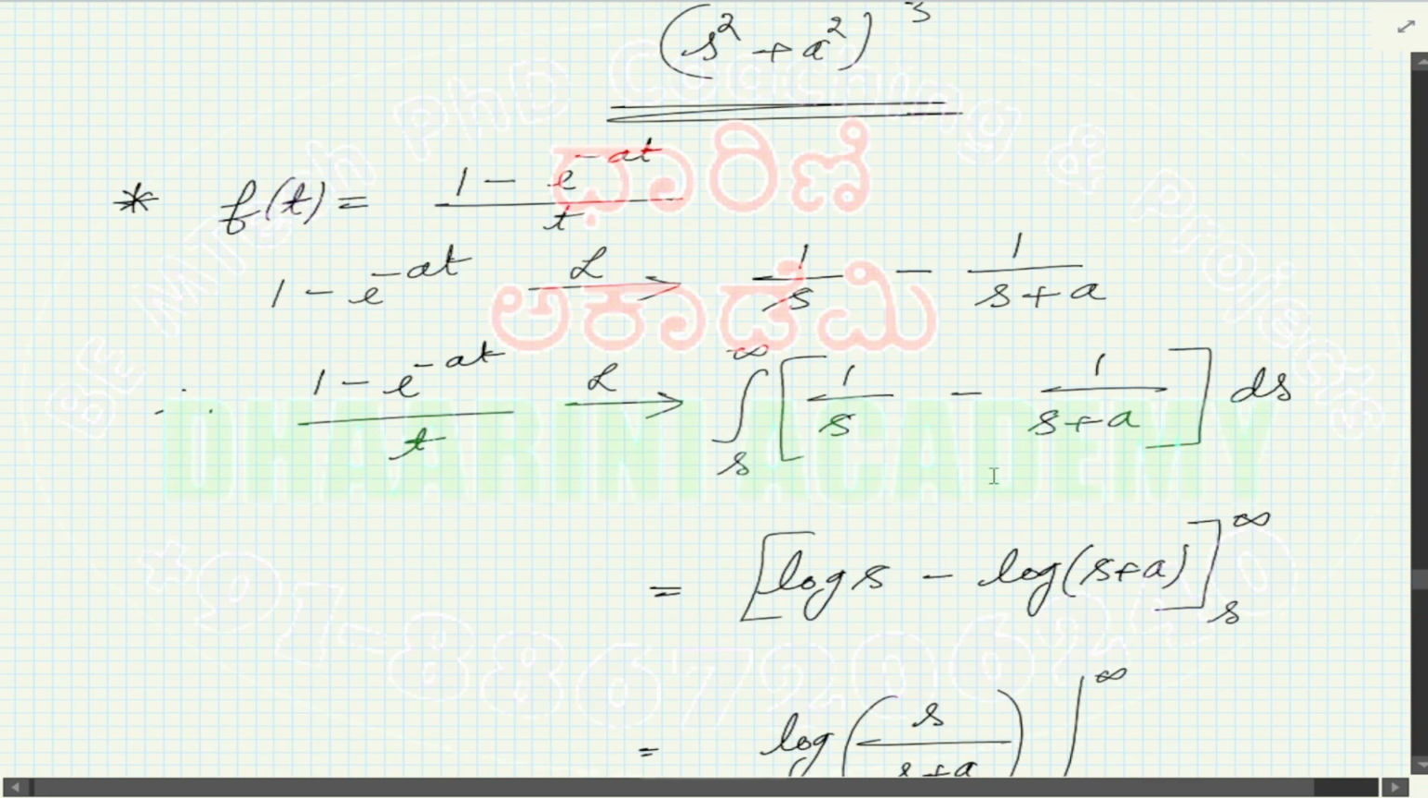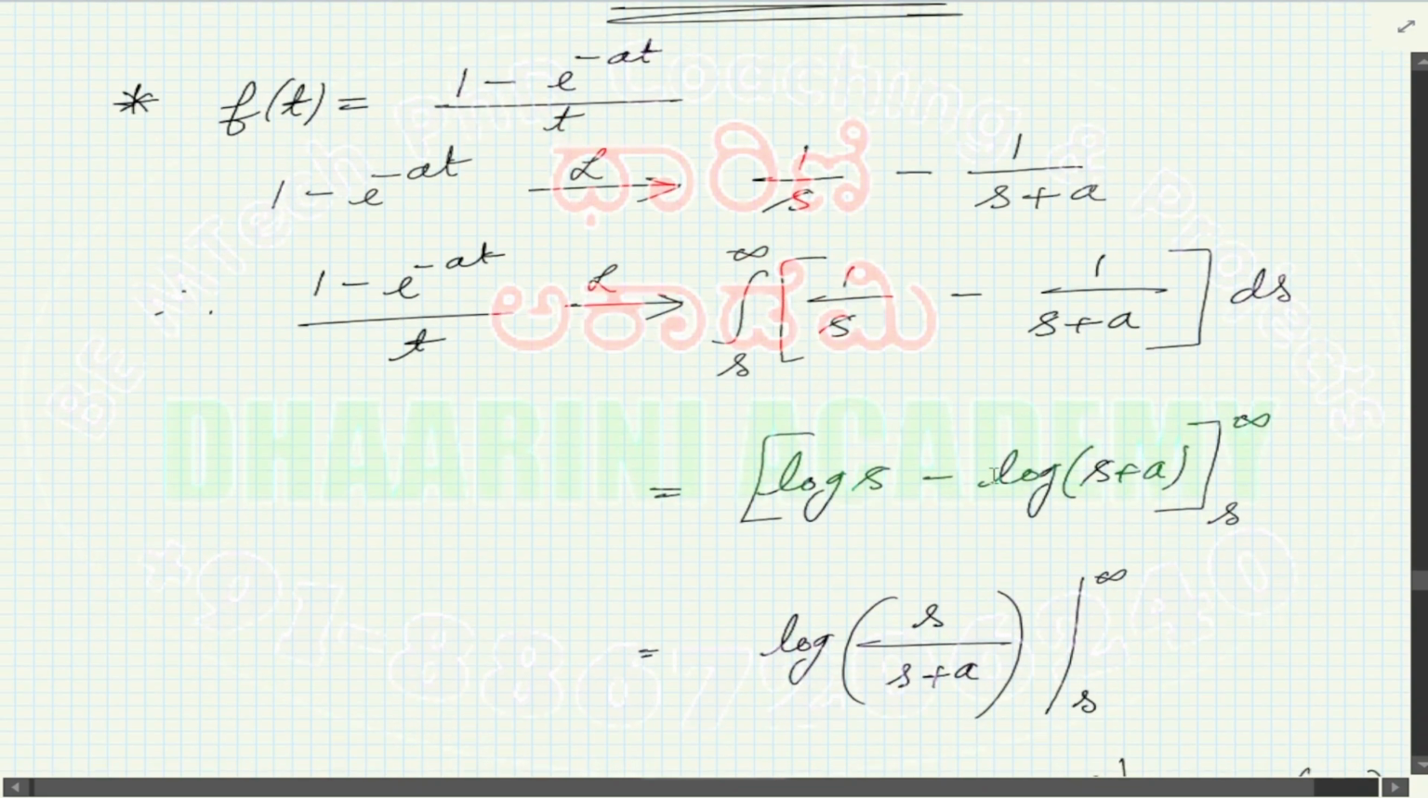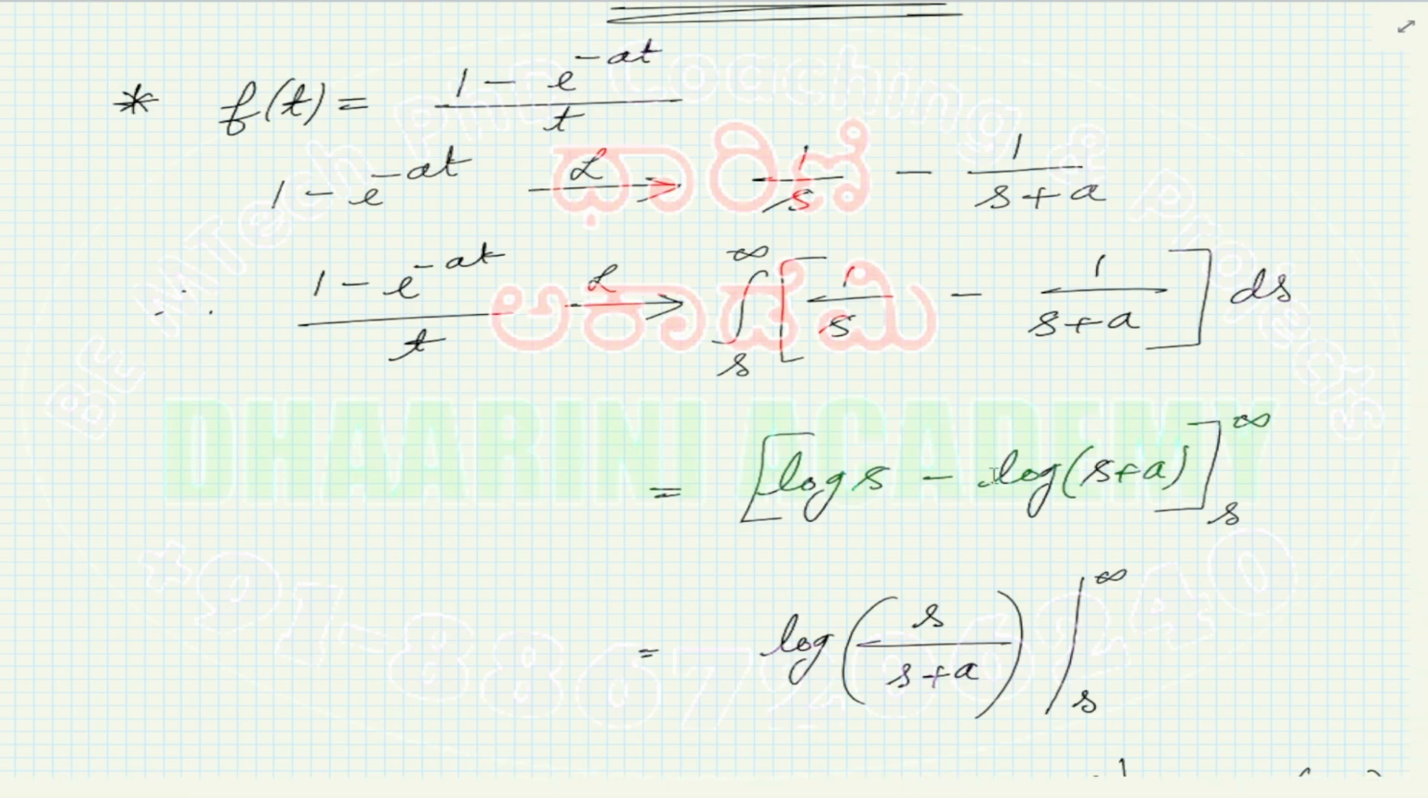Okay, the next question is f of t is (1 minus e to the minus at) by t. We can see that 1 minus e to the minus at is the function for which we can apply the Laplace directly. But if you have a divide by t on time domain, what happens on the s domain? Which property are we applying? In the time domain we are dividing by t. What should happen on the frequency side is the question.